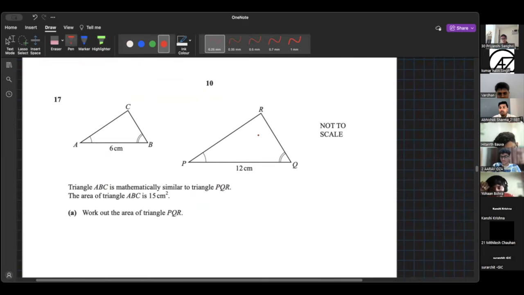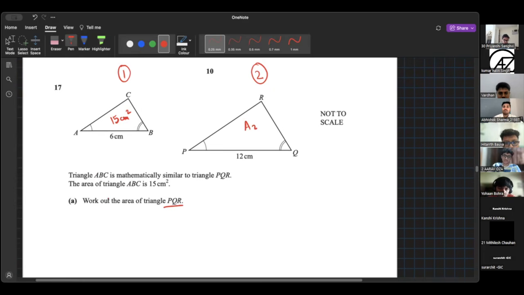Step 1. Mark your shape. Let's say this is shape 1 and this is shape 2. The area of triangle ABC is 15 centimeters square. And what is asked? Work out the area of triangle PQR. Area of triangle PQR, A2, is asked, right?